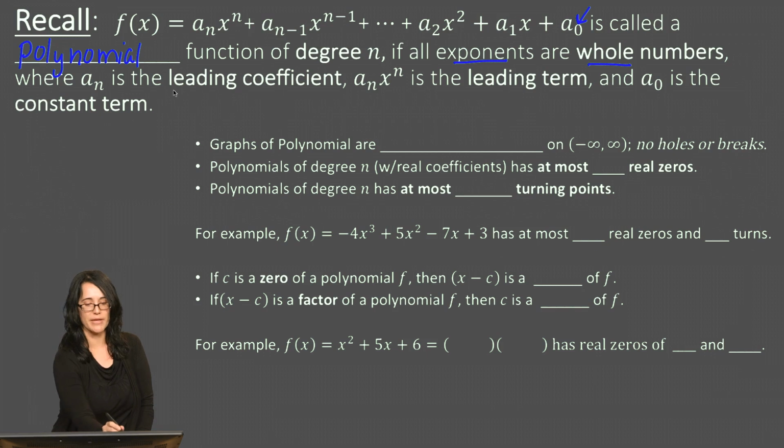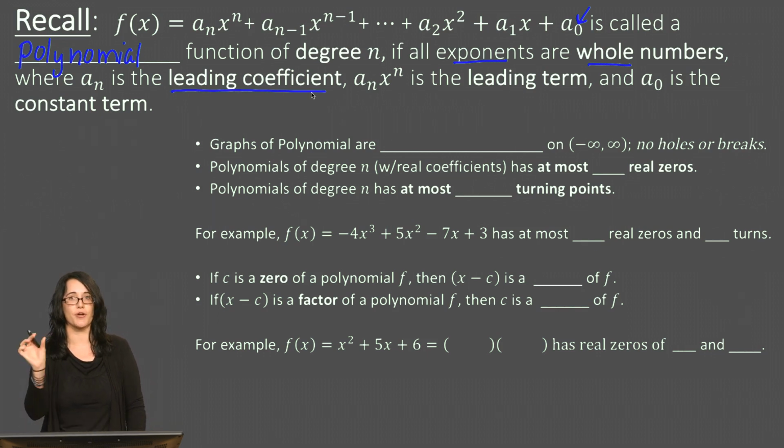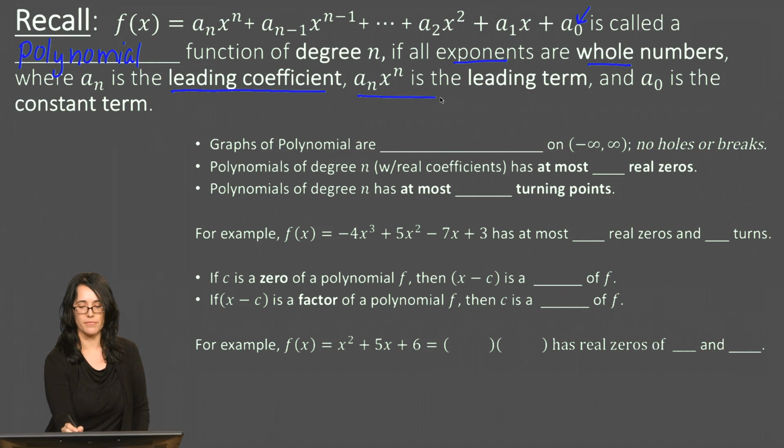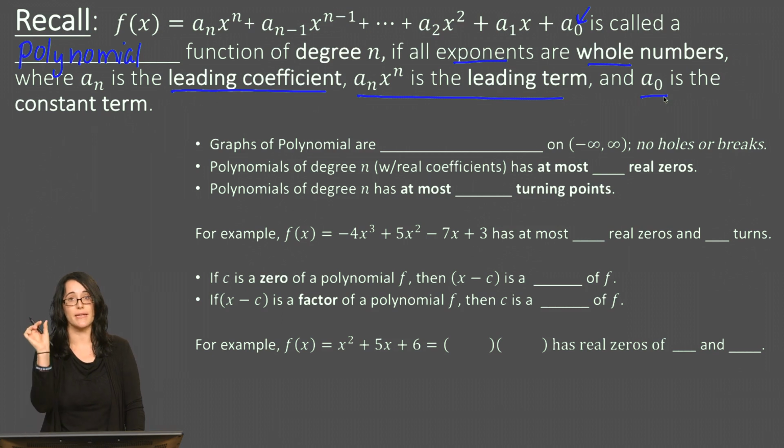We have special names for pieces of the function, like leading coefficient, which is just our coefficient of our leading term, meaning the term with the highest power. We also have the leading term itself, which is our term with our highest power, and of course the constant term, which has technically an exponent of 0, which you don't really see. X to the 0 power would just be 1.